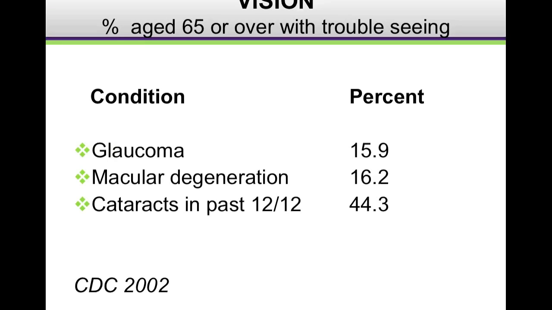Cataracts, people with cataracts in the last year, 44%. Cataracts are almost inevitable in later years to some degree. Of course, not all cataracts require intervention, removal. We remove cataracts when they are thought to be ripe for it, because to remove them too soon would be inappropriate.